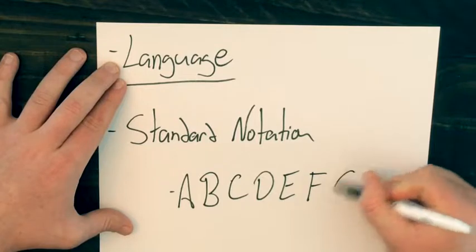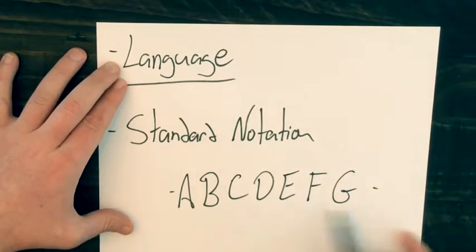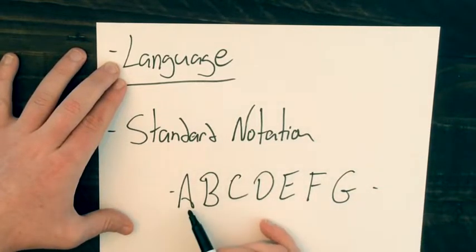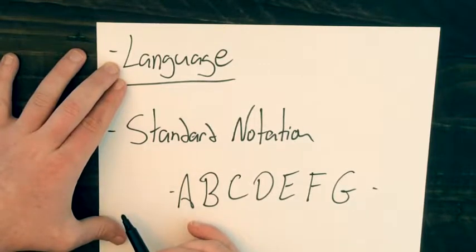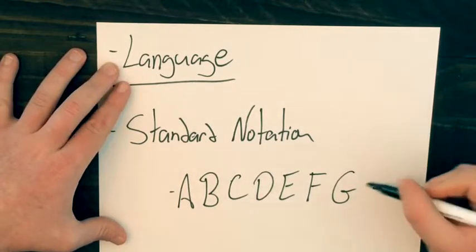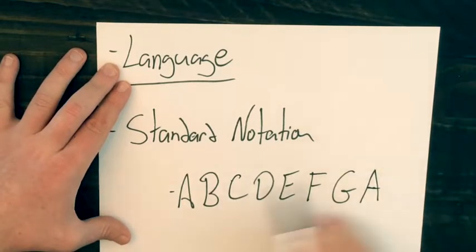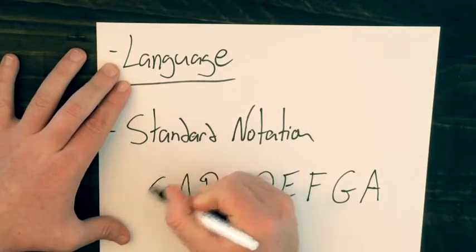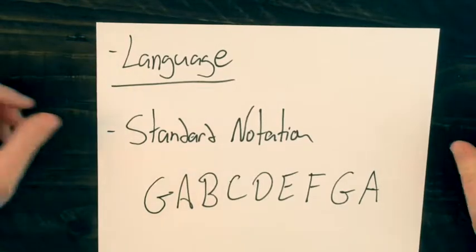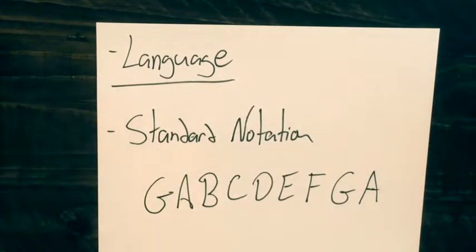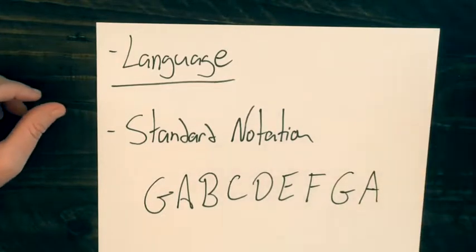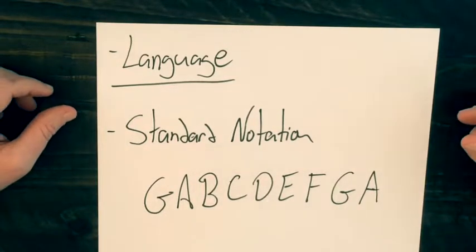Now, there's only 7 letters in the musical alphabet, but it doesn't stop there, because those 7 letters can repeat themselves over and over and over again, and they can go in all sorts of different orders. So it doesn't always have to go through A, B, C, D, E, F, G. It can go C, F, G, B, A. And we assign different pitches to each one of these notes.